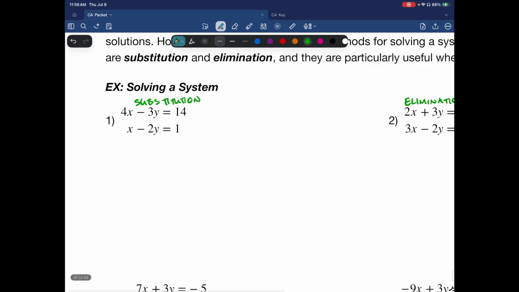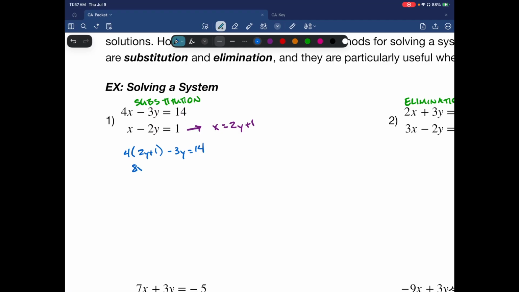For number one, we're going to do substitution. What does that mean? The second one says x is already by itself, so I'm going to say x equals 2y plus 1. Now that I know what x is, I'm going to plug it into the first one and say 4 times x, and x is 2y plus 1, minus 3y equals 14. This allows me to get an equation with one variable, which I can solve for.